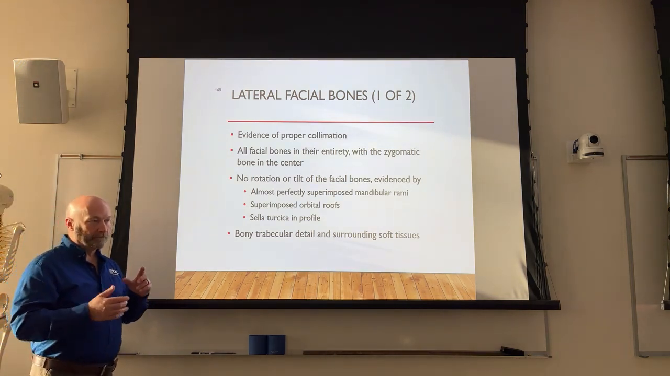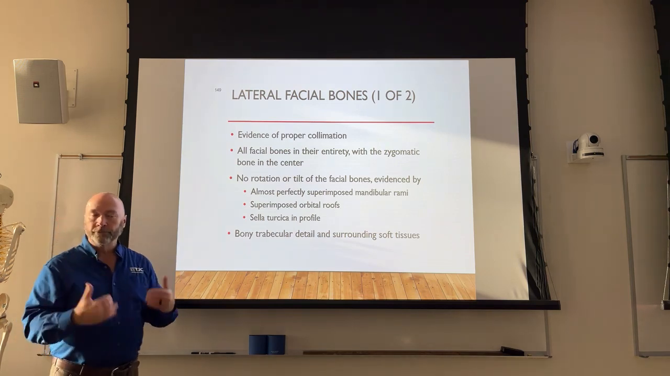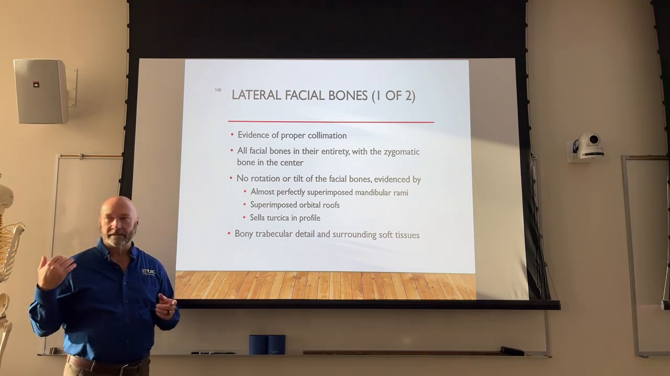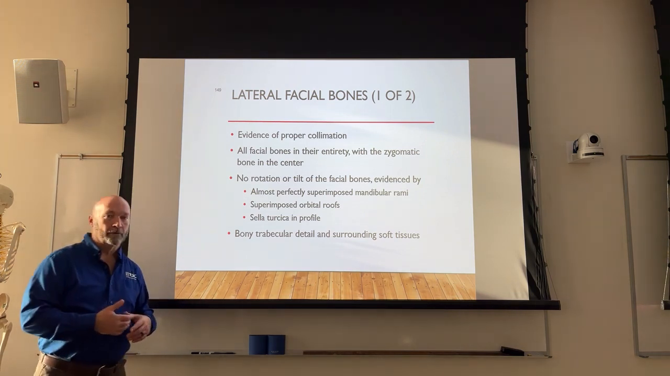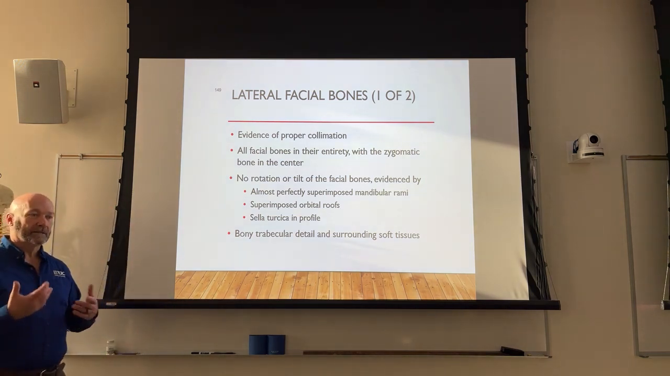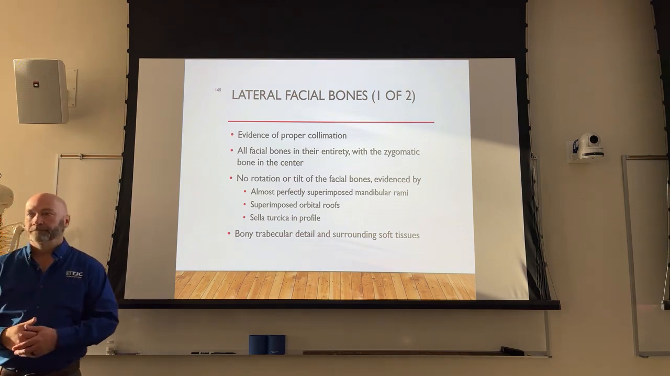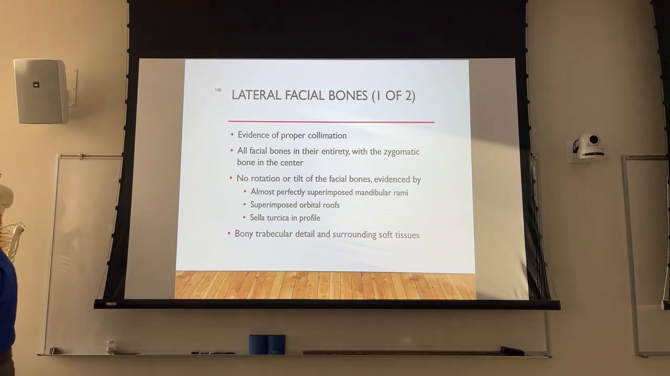So you're going to be looking for superimposition of the orbital roofs. You're going to be looking for rotation of the sella turcica. Everything just like what we look for in lateral skull, except we're just not going to include the entire skull. Okay, pretty simple. So again, if you learned all this in skulls, then this should just be review and you shouldn't have to look over too much.